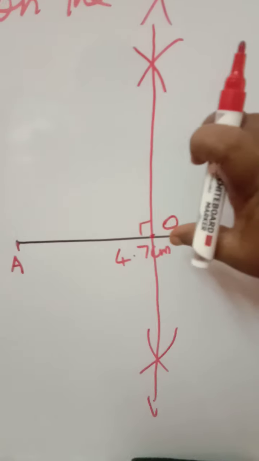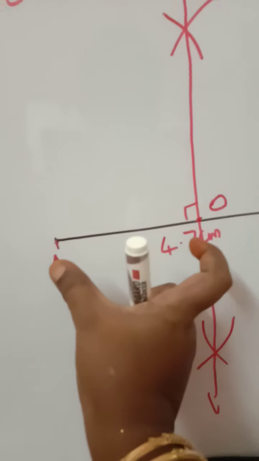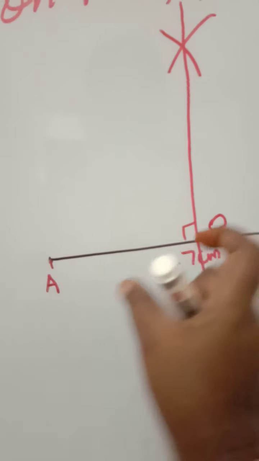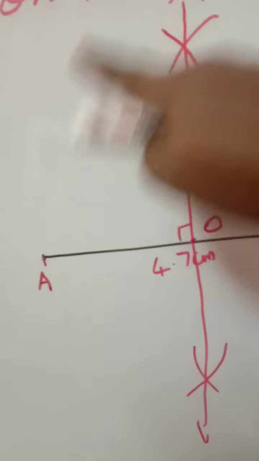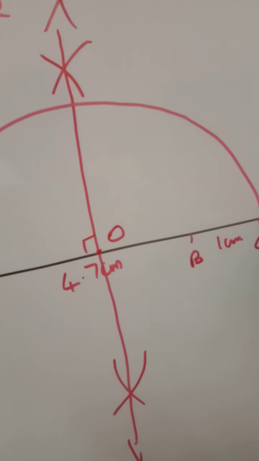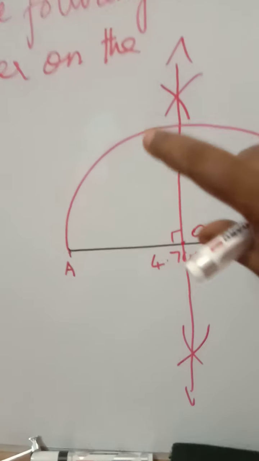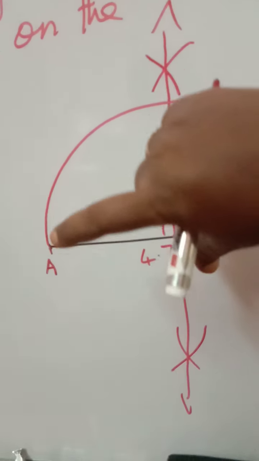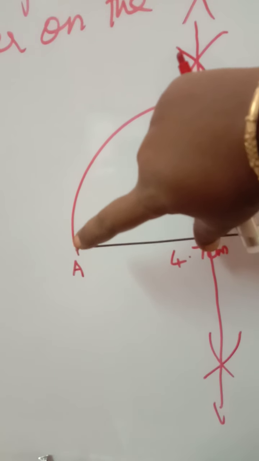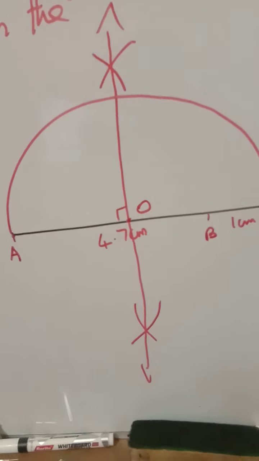Now with O as center and with radius OA, take this length OA in your compass. Keep the compass at O and draw a semicircle. You will get a semicircle. With O as center and radius OA, that means take the OA measurement in your compass, keep the compass at O and draw a semicircle.